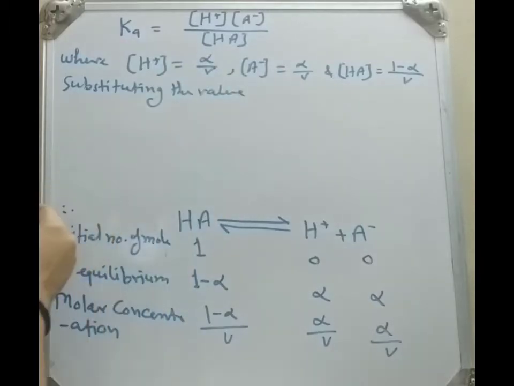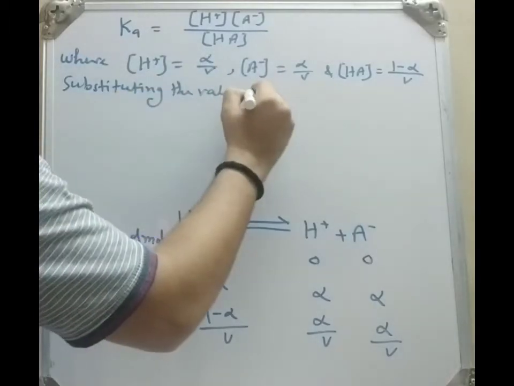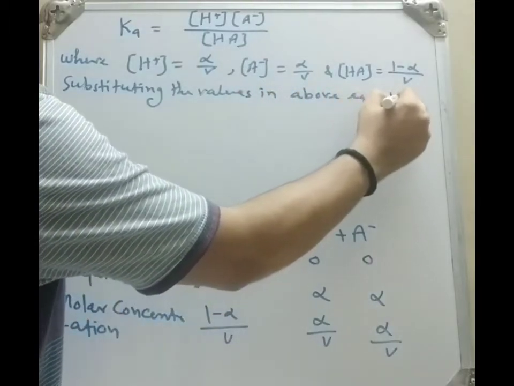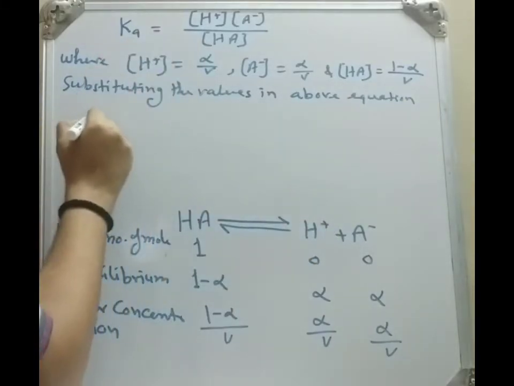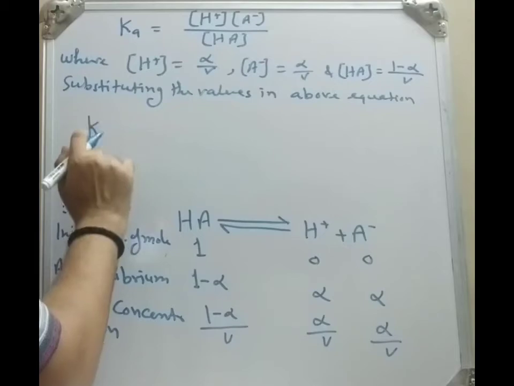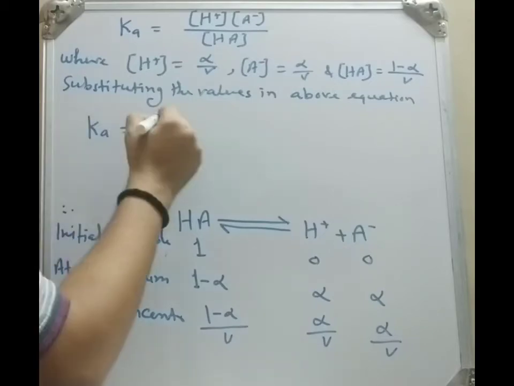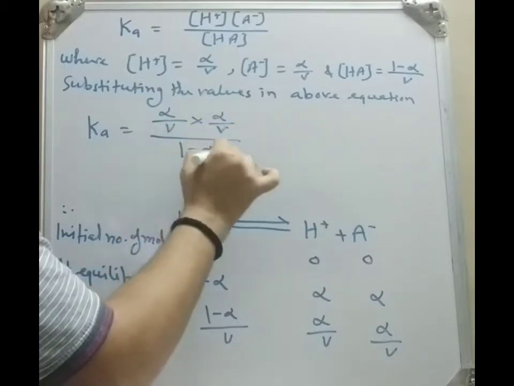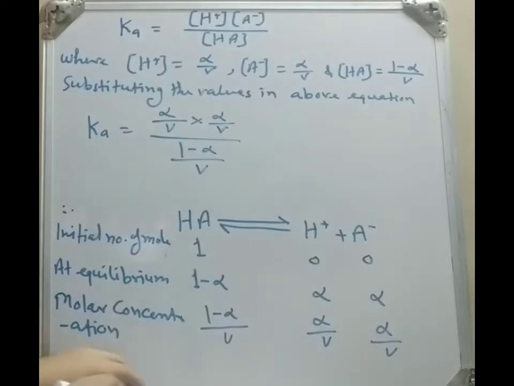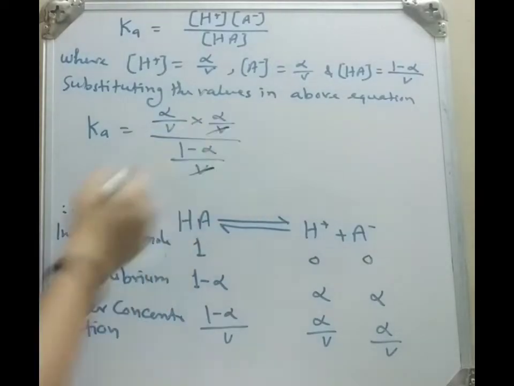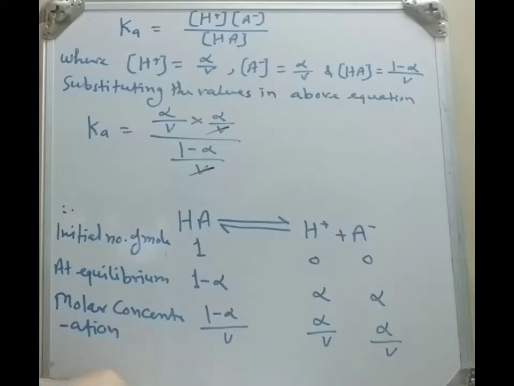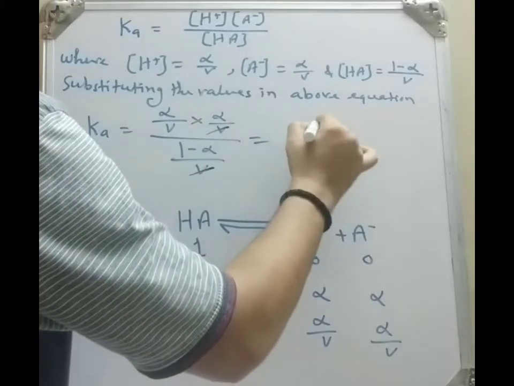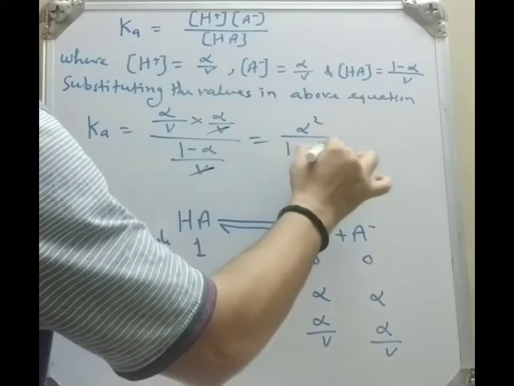Substituting the values of H plus, A minus and HA concentrations in our equation, we get Ka is equal to alpha upon V into alpha upon V upon 1 minus alpha upon V. Now the 1 upon V will cancel with one 1 upon V. Then this is equal to alpha square upon 1 minus alpha into V.